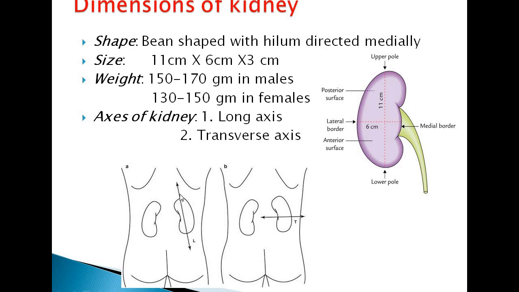So the long axis of the kidney is directed downward and laterally, because of which the upper pole is located nearer to the median plane as compared to the lower pole. The upper pole is situated 2.5 cm away from the midline, whereas the lower pole is situated 7.5 cm away from the midline because of this long axis of the kidney. The transverse axis of the kidney is directed backward and laterally, because of which the hilum of the kidney is facing anteromedially.